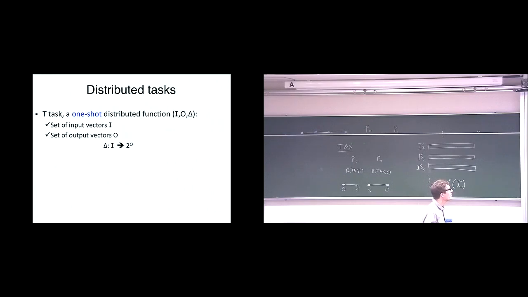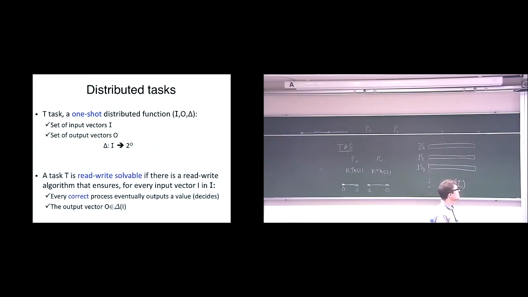And we have what we call a task specification, delta, which maps each input vector to a set of output vectors. This notation, 2 to the power of O, is the set of subsets of O. So for each input, you can potentially have the freedom of producing different outputs. It's quite special for this domain that for each input you have multiple outputs, and sometimes you have to maintain multiple possible outputs because of the semantics of your programs.